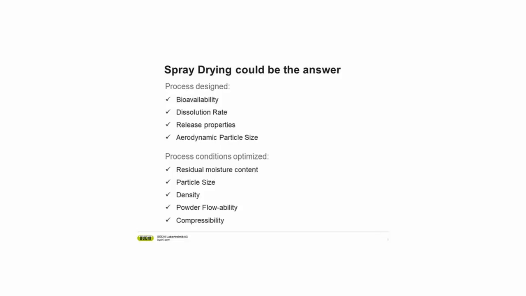So spray drying could be the answer for quite a lot of processes. It can be the answer to improve the bioavailability of a product, for example, or to improve the dissolution rate as well. It's good to improve the release properties of a product, and since we can optimize the particle, it is good for aerodynamic particle size. You can optimize some things through the process conditions, for example the residual moisture, the particle size, the density of the powder, the flowability, and the compressibility as well.